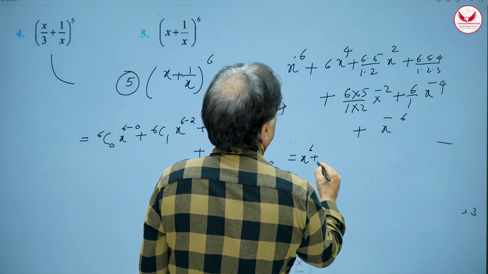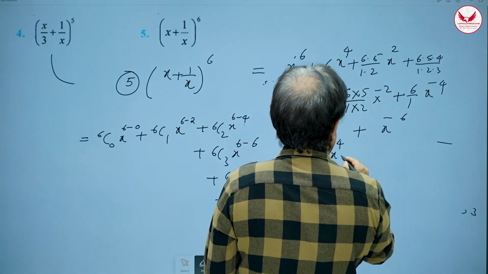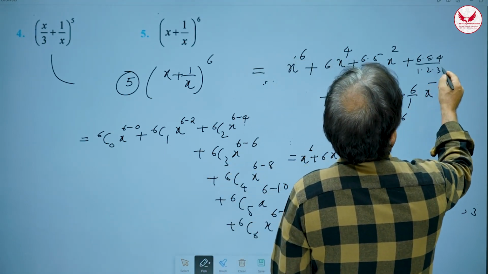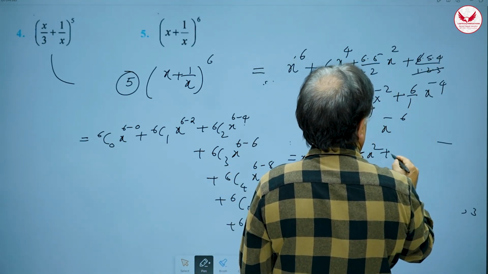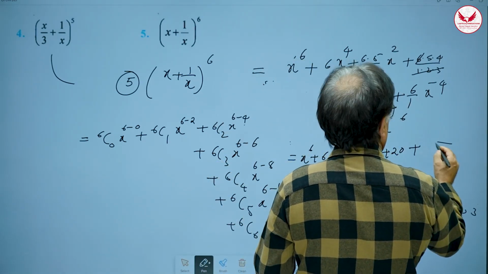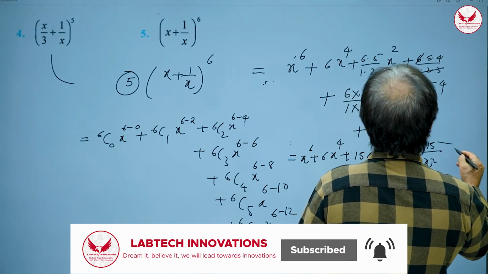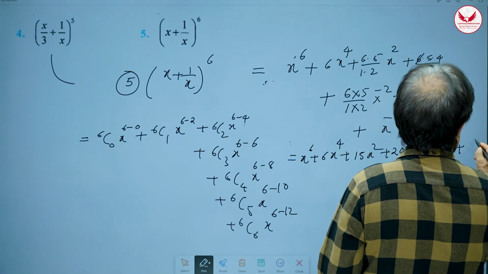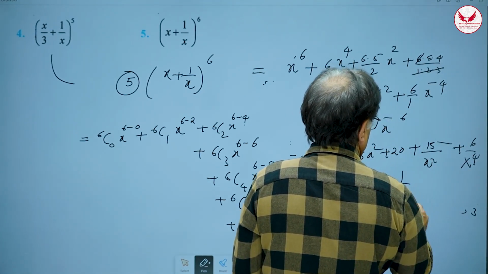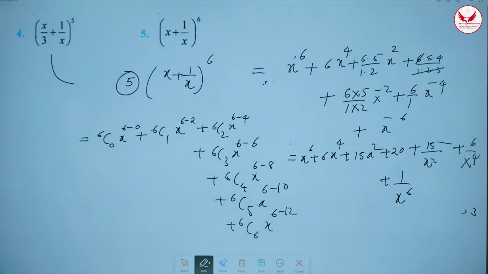So if I want to write the answer, it will be like this. x raised to 6, plus 6x raised to 4, plus 15x square, right? This term is what? 6 and 6 cancel. So this term is without any x. So it is only 20. And then here it will be 15 again divided by x square. Okay. And next is 6 upon x raised to 4. And the last is 1 upon x raised to 6. Correct? So you can verify your answer from the textbook itself. Okay.